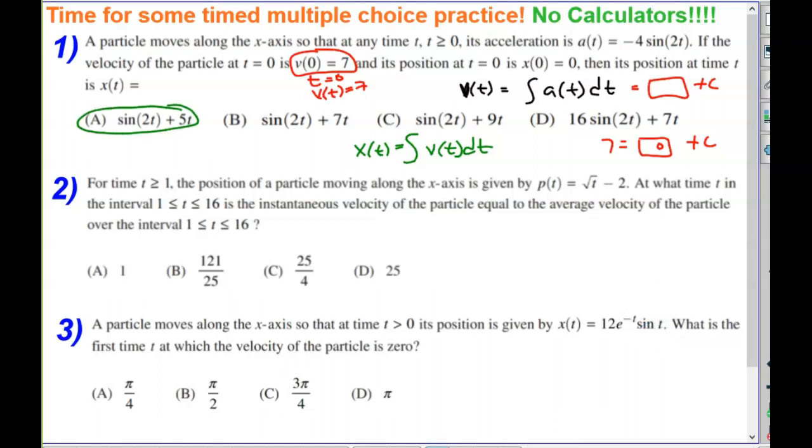It's a lot longer process, and we don't have time for that, but the big piece, if you're reading this, hopefully you made the connection: if they say find position, you're undoing this rate twice.